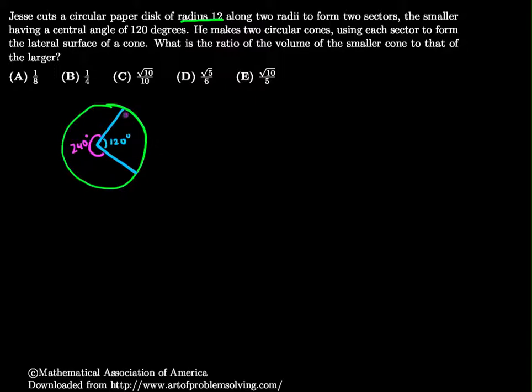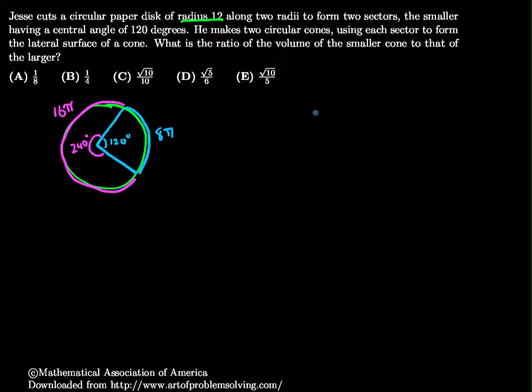And if this is 1/3, the arc length here will be 1/3 of 24 pi, which is 8 pi, and we're going to use that. Okay, the arc length over here is going to be the remaining 2/3 of the circle, which is going to be 16 pi. Okay, and now we have two cones.